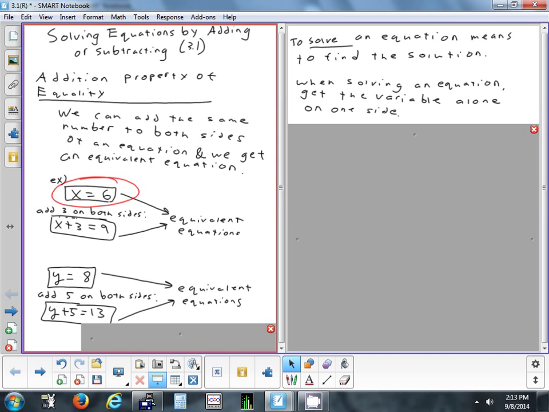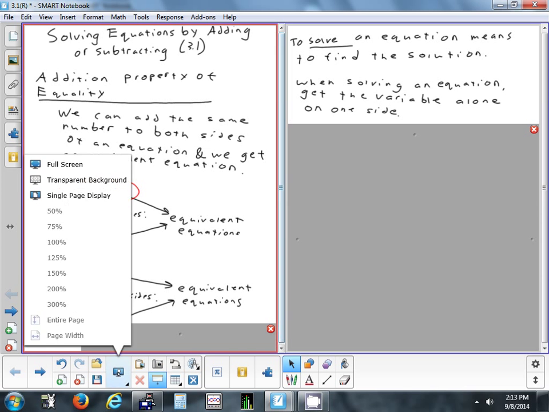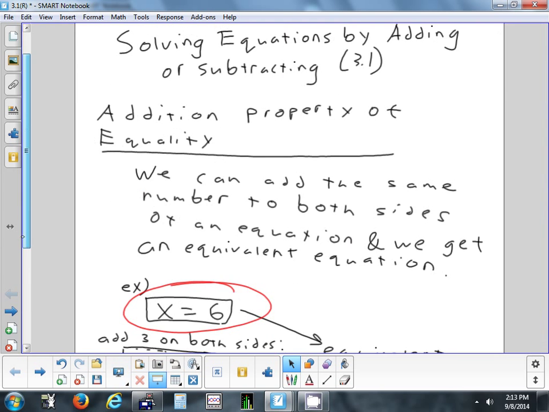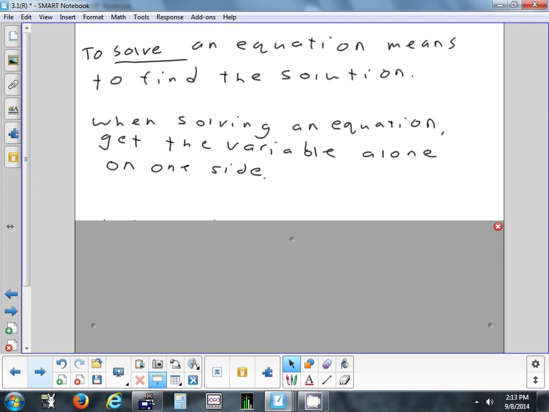x equals 6. Guys, don't worry so much about writing this down, because we're going to go over it step by step in a second. I'm just going to give you guys a broad idea of what equations are all about. So we'll get into it step by step. When you're solving an equation, you're going to get the variable by itself on one side. The variable could be an x, could be a y, could be any letter. The goal is to get it by itself, and we're usually going to choose to get the letter on the left side. That's how we're going to do it.